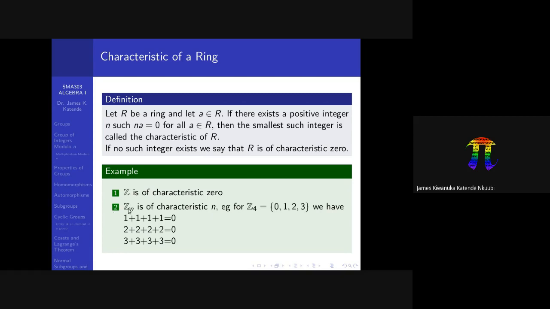Now, number 2, if you consider the integers modulo n, this will be of characteristic n. So for instance, let's consider Z4. If you add 0, of course, you can add it twice and you will get 0. And also if you add it 4 times, you will get 0. But the smallest number of times you can add 1 to itself to get 0 is 4. So if you add 1 to itself 4 times, you will get 0, modulo 4.